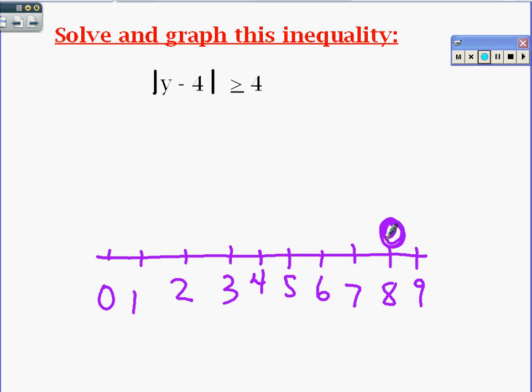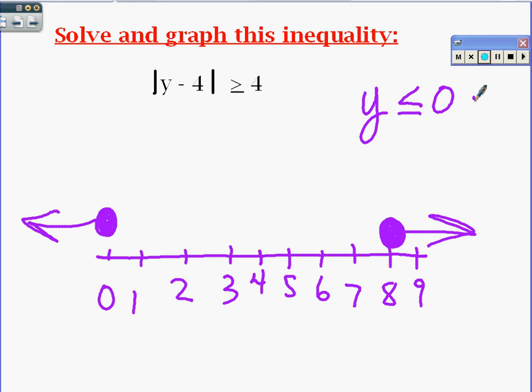If it's greater than or equal to, I have to make a closed circle. And another closed circle over 0. And since this is greater than 4 units away from 4, my arrows are going to be pointing out. And we have an or. To write my solution, I write y is less than or equal to 0, or y is greater than or equal to 8.